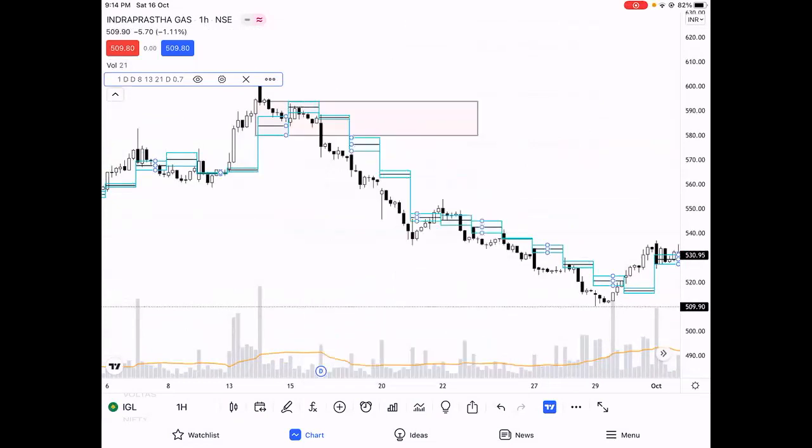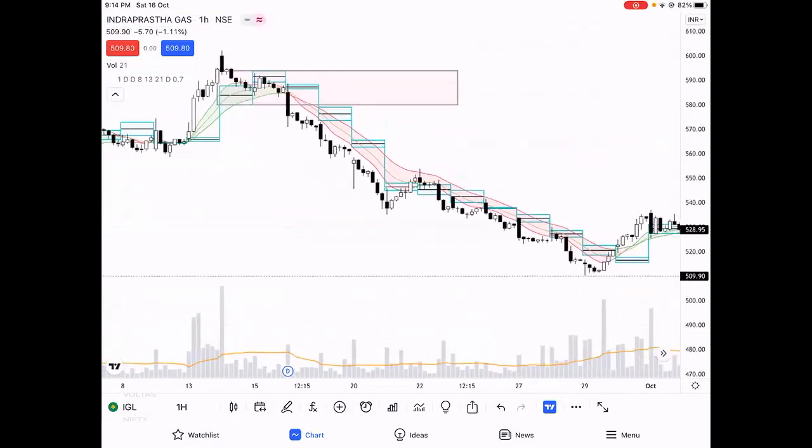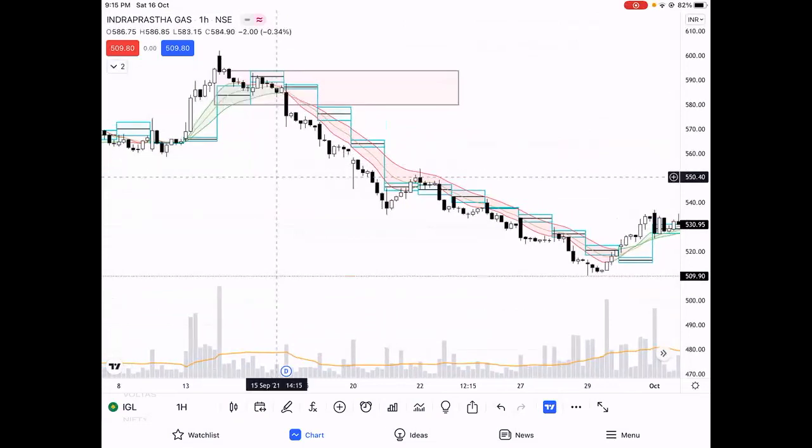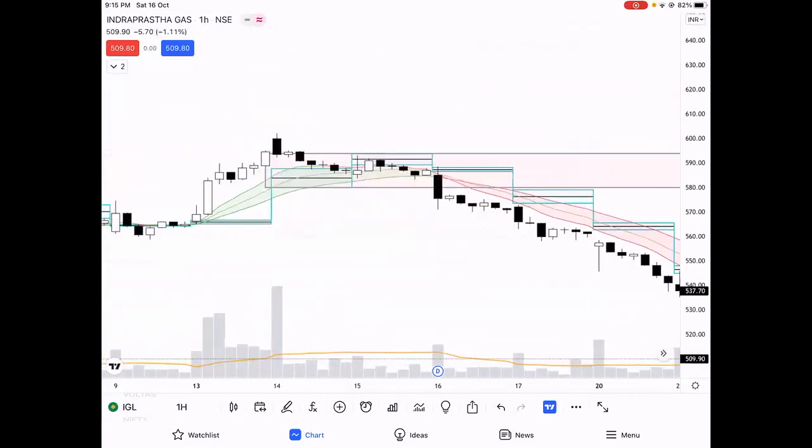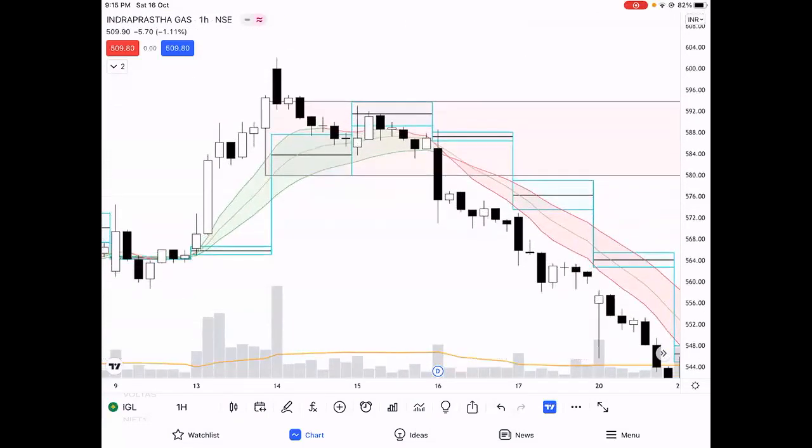Let's see what PEMA is doing here. If anything, you can spot it with PEMA. Can you spot something? With PEMA, it is more clear. Look, what a superb confluence is here.